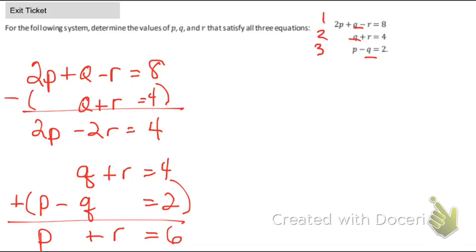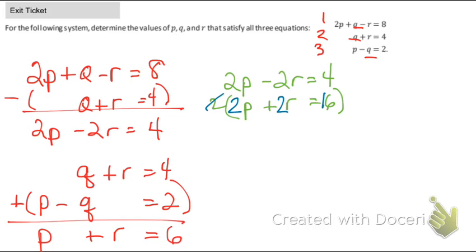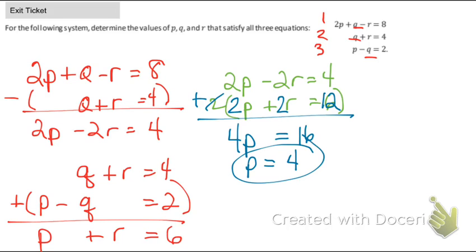So I'm going to write those over here. 2p minus 2r equals 4. p plus r equals 6. I'm going to multiply both sides of this equation by 2, and that becomes 2p plus 2r equals 12. Let's just go ahead and add, since my r signs are opposite, so I get 4p equals 16, so p equals 4.